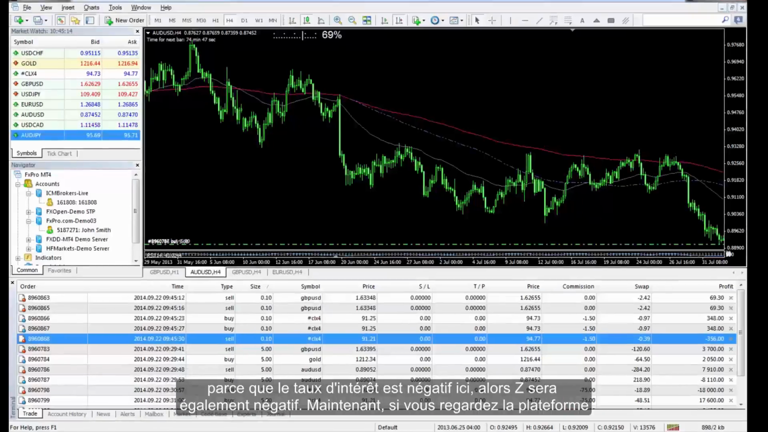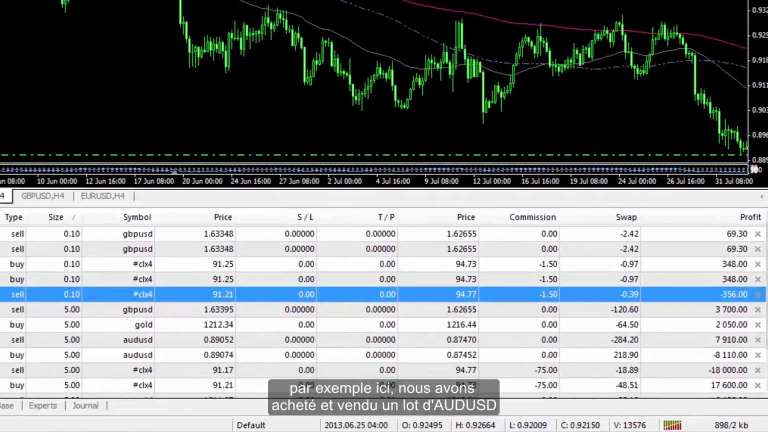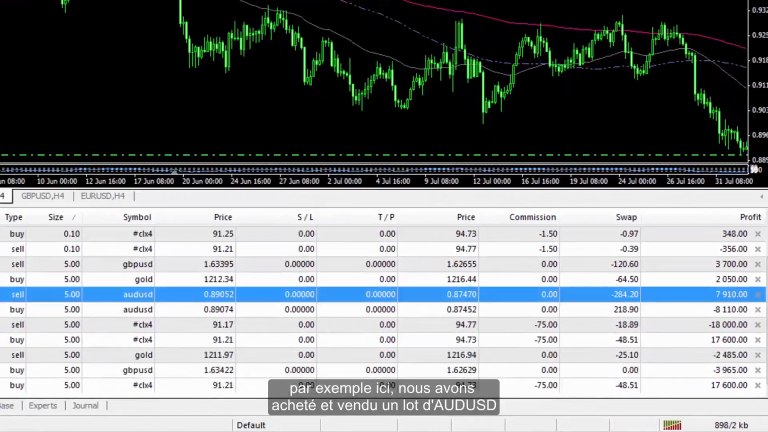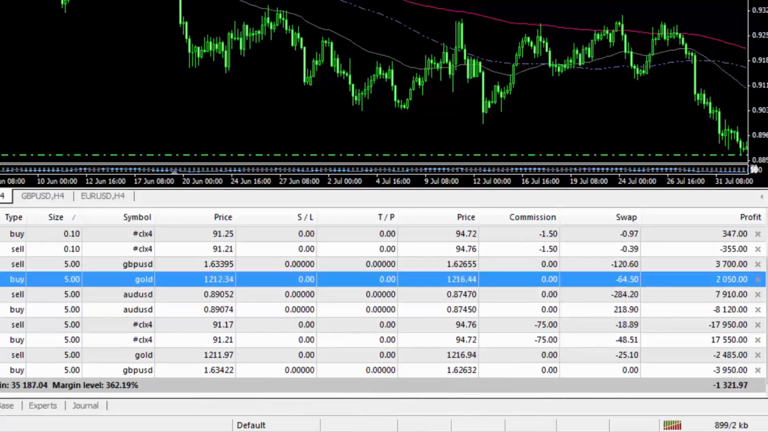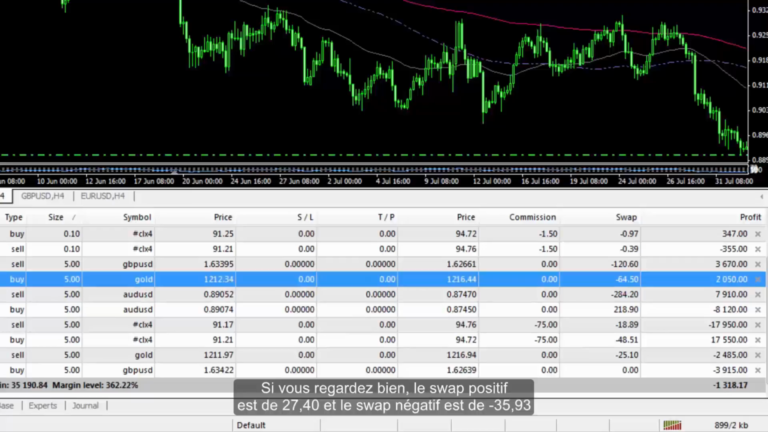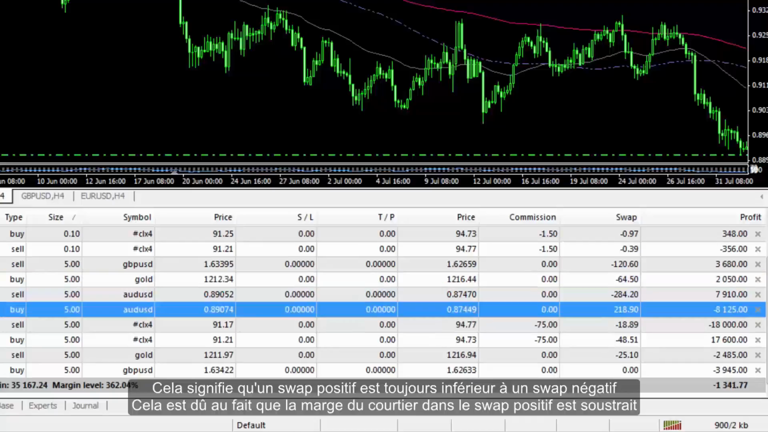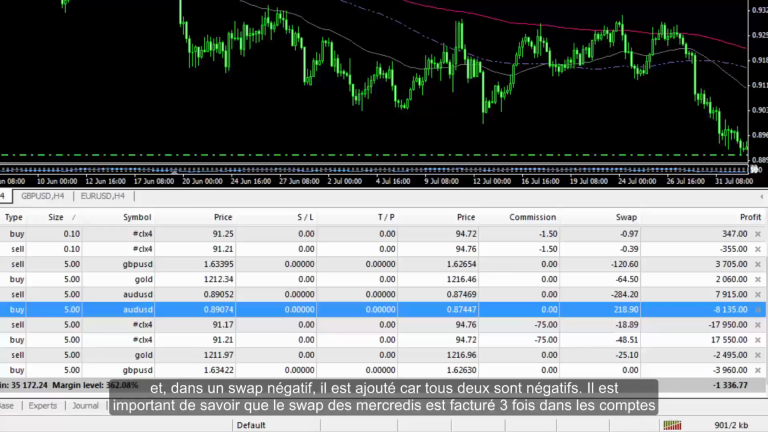Now, if you look at the platform, for instance, in here we have bought and sold one lot of Australian against US dollars. If you look closely, the positive swap is 27.40 and the negative swap is minus 35.93. This means that a positive swap is always less than a negative swap. This is because the broker's cut in a positive swap is subtracted and in a negative swap is added because both are negative.